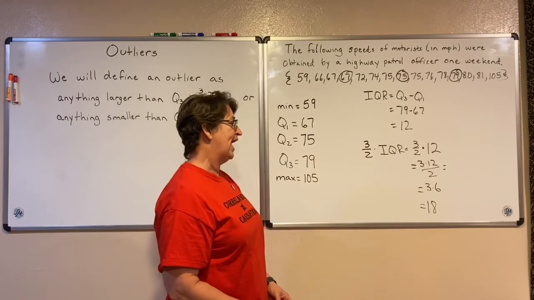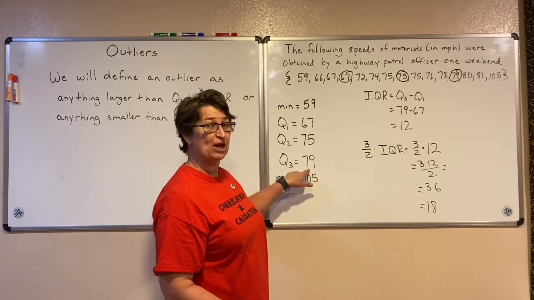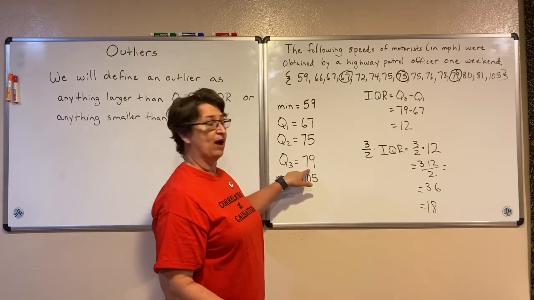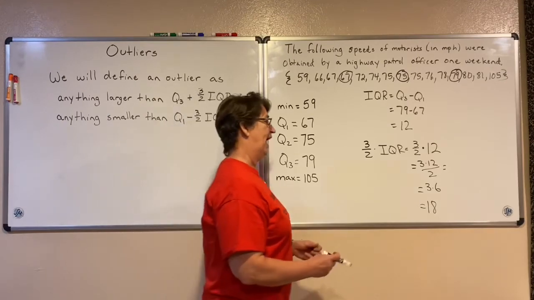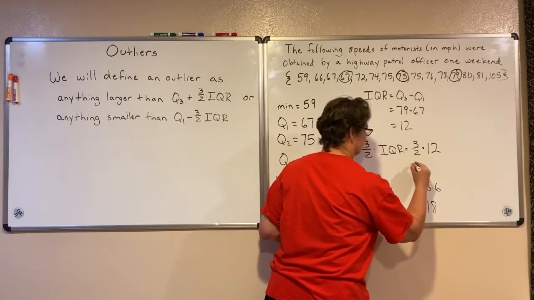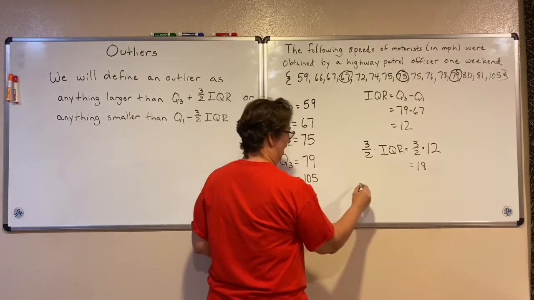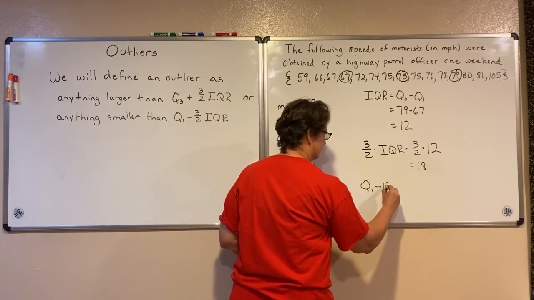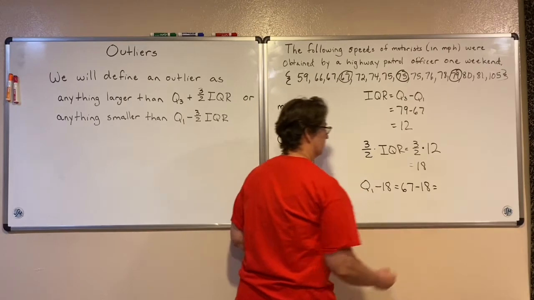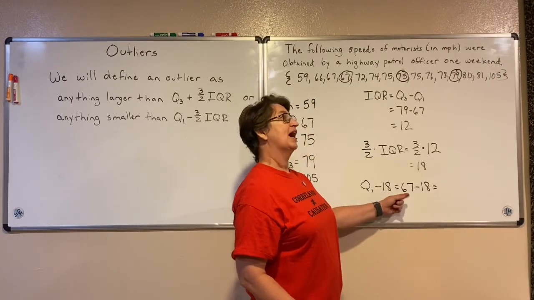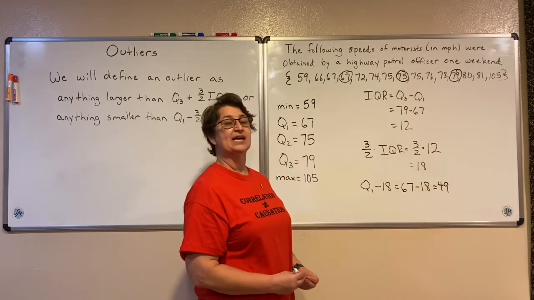We're going to take that 1.5 IQRs and we're going to add it to this Q3. And anything bigger than that, we're going to consider an outlier. And then we're going to subtract it from this Q1, and anything smaller than that, we're going to consider an outlier. So I'm going to back up a little bit so I have some room. Here's my 18. Let's first subtract it. We're going to take Q1 minus that 18. So 67 minus 18, well, down 10 and I'm at 57, down 8 and I'm at 49. So anything lower than 49 is an outlier.